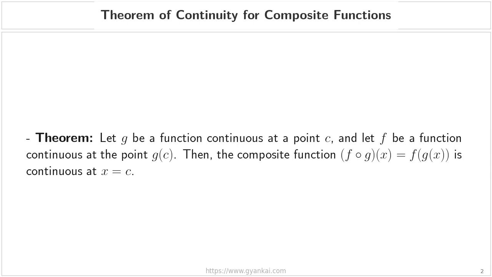If both of these conditions are satisfied, then the composite function, f circle g of x, which is written as f of g of x, is guaranteed to be continuous at the point x equals c. In short, as long as the inner function is continuous at the starting point and the outer function is continuous at the resulting value, the entire composition remains continuous. In the next slide, we will break this theorem down into a simpler two-step process to make it easier to visualize.